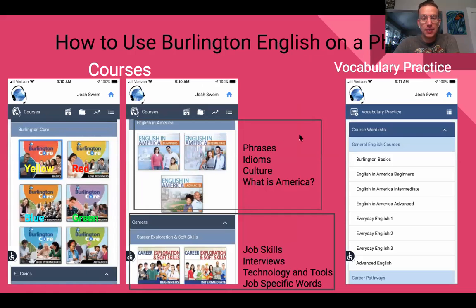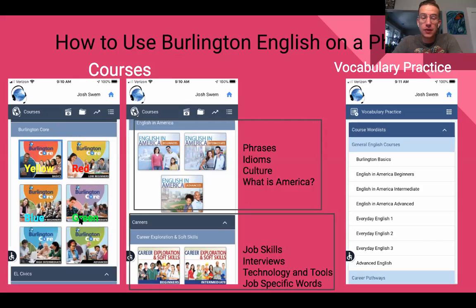When you are in Burlington, after you sign in, you have 3 different areas where you can practice in courses. If you are in the yellow group, you're going to go to the first Burlington core that says basics. If you are in the red group, you're going to go to the second one that says low beginners. If you are in the blue group, you're going to go to the third one that says high beginners.